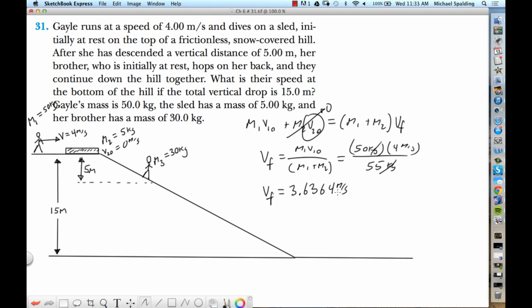All right, so now let's modify the picture, kind of clean it up. So she's jumped on the sled. Here she is now, she's on the sled. Together they move off with a velocity of 3.6364 meters per second. And then boom, down the hill they go.